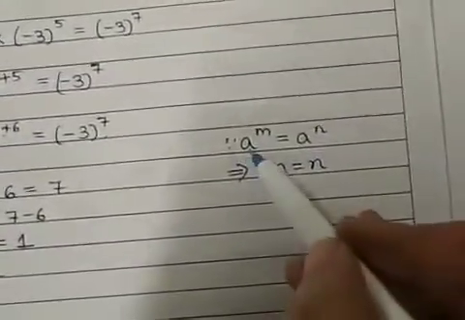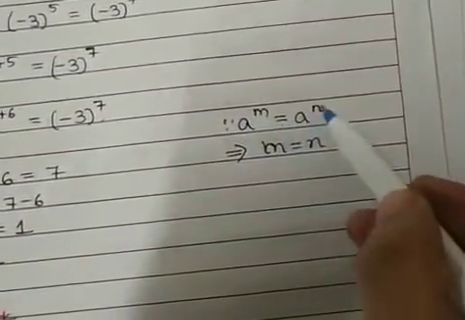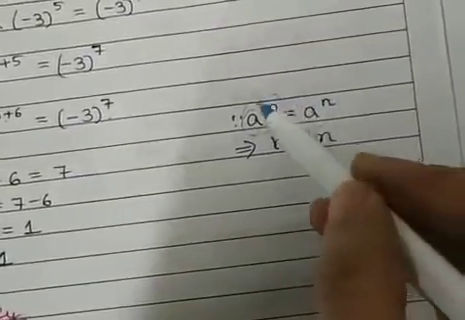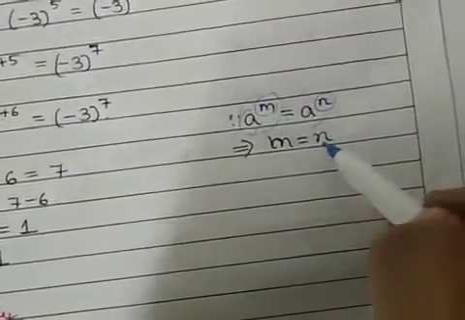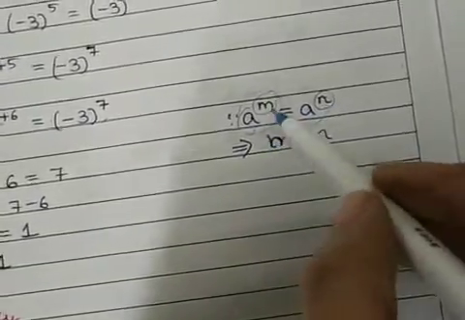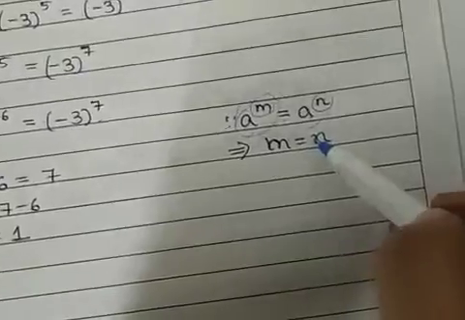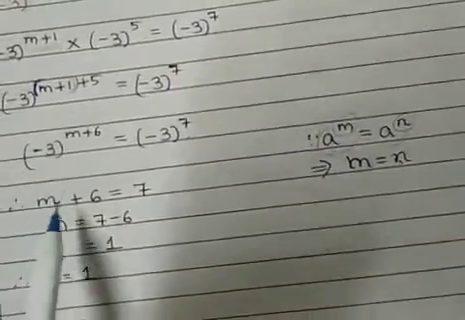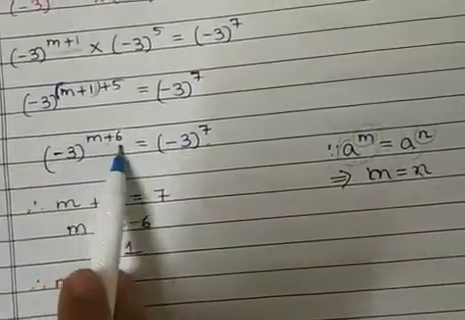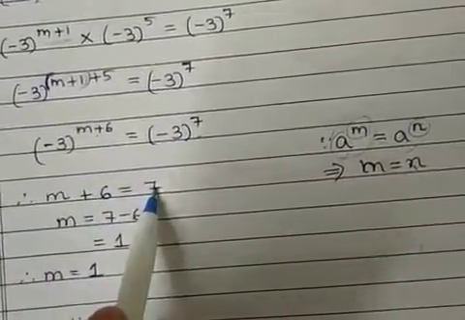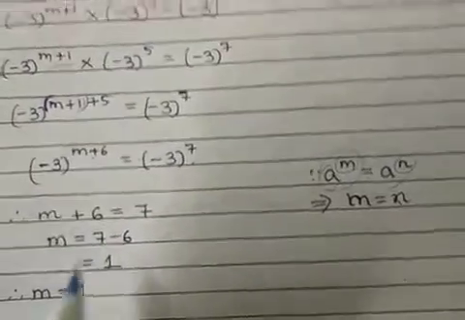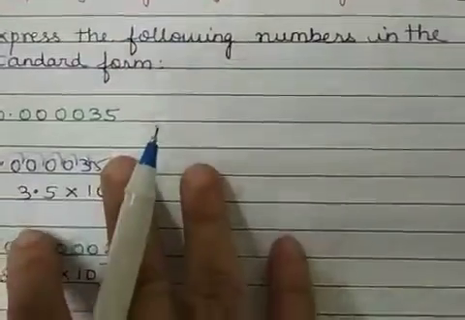Now a^m is equal to a^n implies if these two numbers are equal, then their exponents also should be equal. So if a^m is equal to a^n, then m should be equal to n. So m plus 6 should be equal to 7. So you get m is equal to 7 minus 6, which is 1. So the value of m is 1.